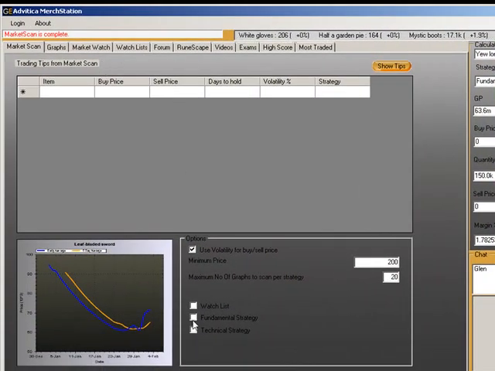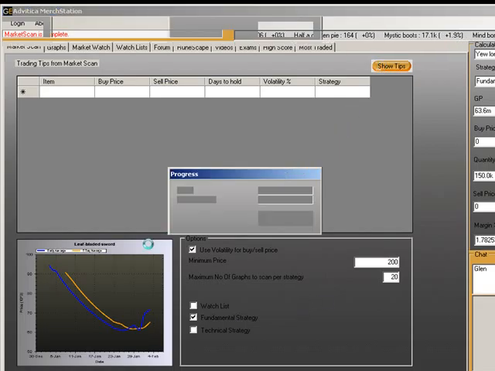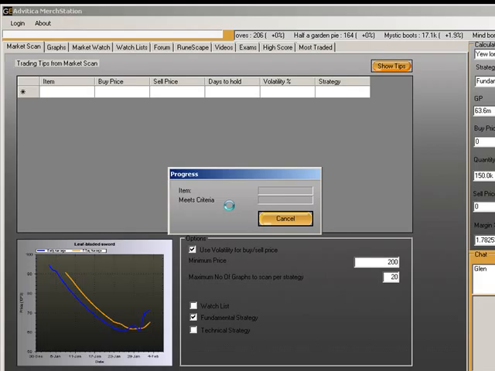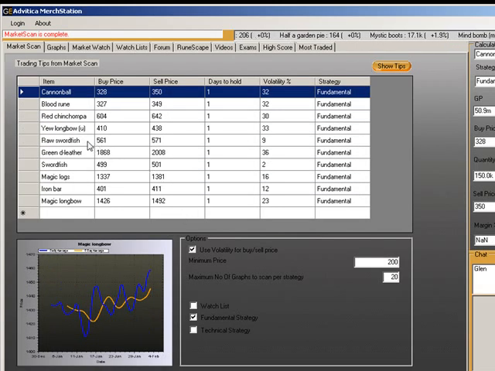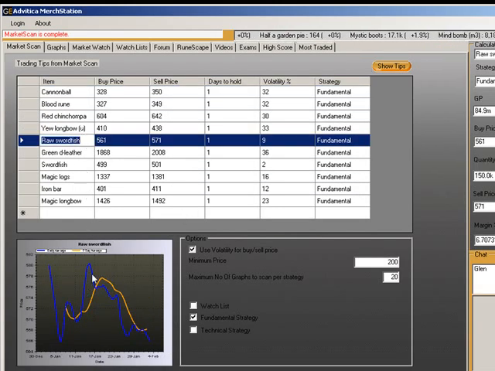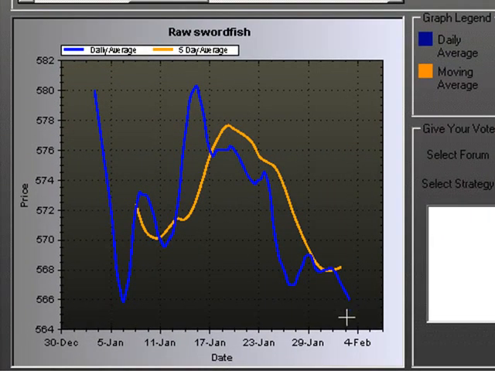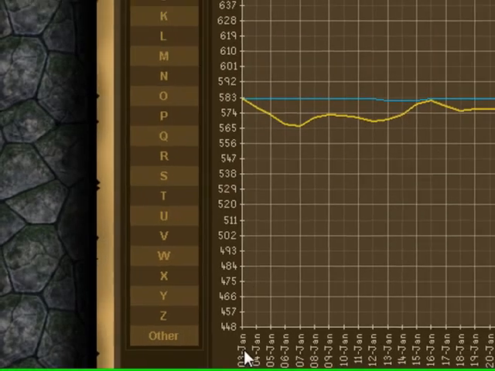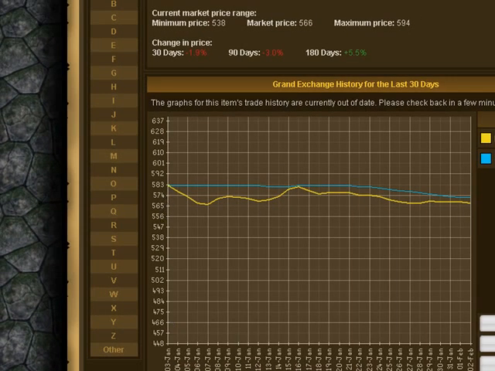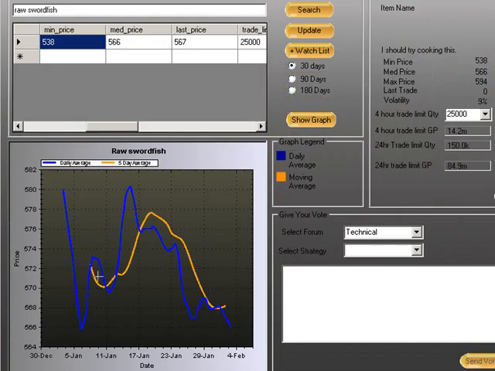Let's do a fundamental scan on MerchStation. Now the graphs are preloaded, so it won't take very long. There we are, raw swordfish. Okay, now let's have a look at this graph and compare it to the other. So we've got 3rd of January, 583. Here's the 3rd of January. Okay, we're a little bit out there, but you know, 580.